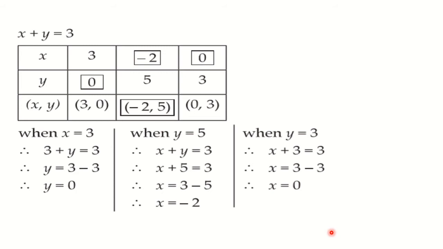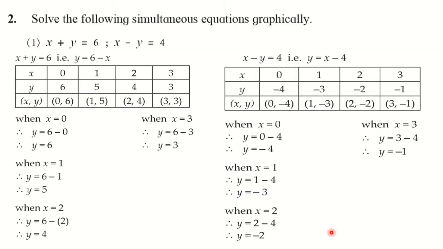Okay. So this is question number 1. Now question number 2. Solve the following simultaneous equations graphically. For that purpose, you have to take the equation, that is x plus y is equal to 6, it is written, and make a change here. Express y in the form of x. Shift this x this side. So you will get y is equal to 6 minus x.